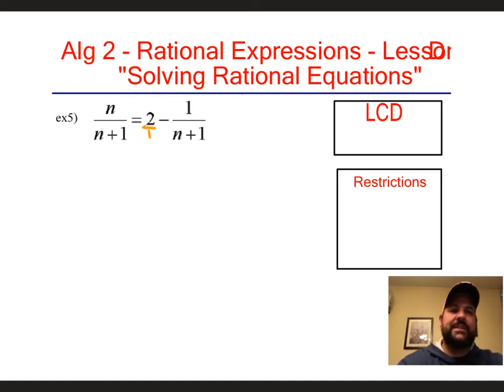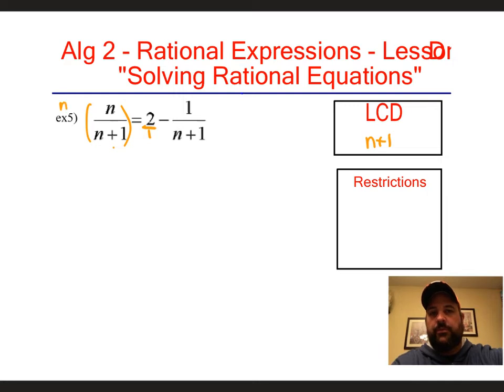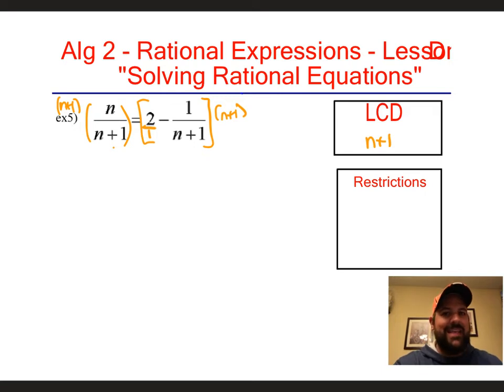And the reason I'm going to do that in this case is because my LCD is made up of n plus 1, 1, and n plus 1. My LCD is simply n plus 1. So we're going to multiply everything by that expression. So I'm going to multiply here by n plus 1, and I'm going to multiply both of those things by the n plus 1. And it's important to note, this is not like what we did before where we multiplied top and bottom. We're multiplying by n plus 1 over 1, so that way it cancels out with the denominators there. So we're going to get back to that in a second.